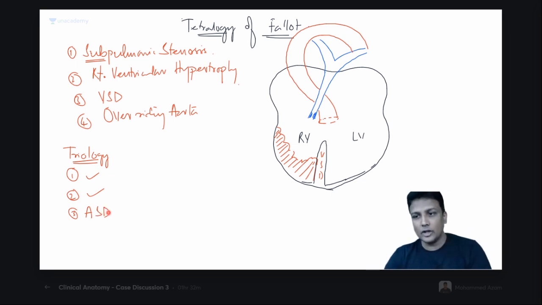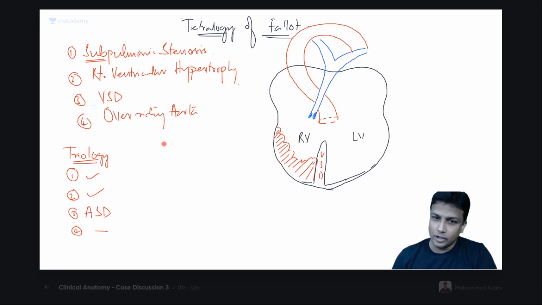So what is the meaning of trilogy? In trilogy, number 1, pulmonary stenosis remains the same. Number 2, right ventricular hypertrophy also remains the same. But number 3, there'll be no ventricular septal defect. There will actually be atrial septal defect, guys. ASD it is. And of course, overriding of the aorta is not there at all. There'll be no overriding of the aorta. That is trilogy. Then what about the pentalogy, guys?